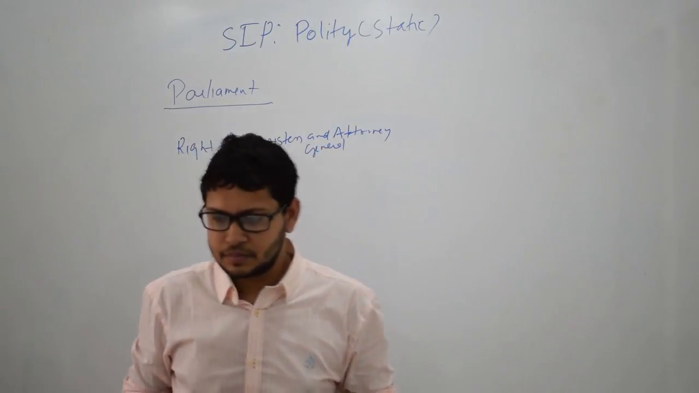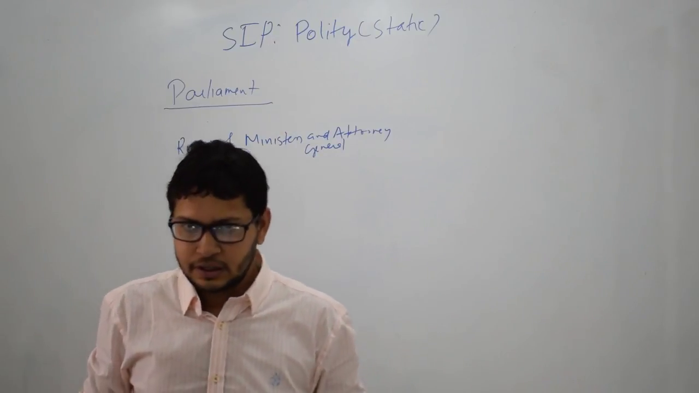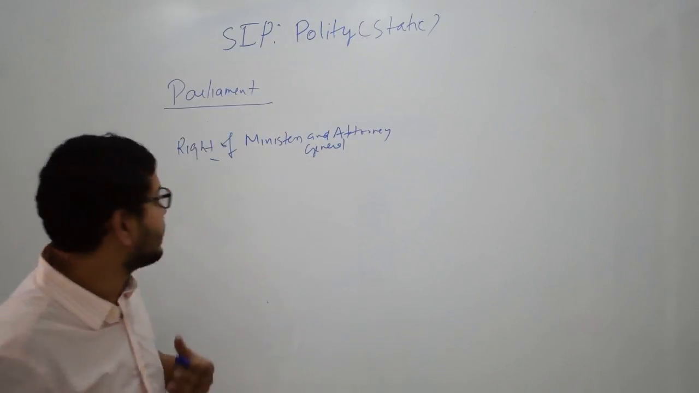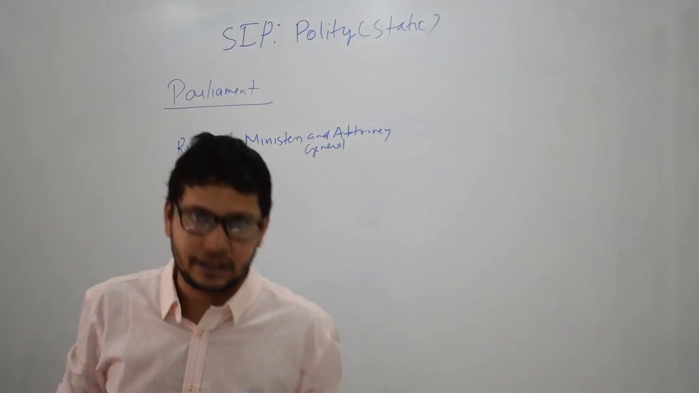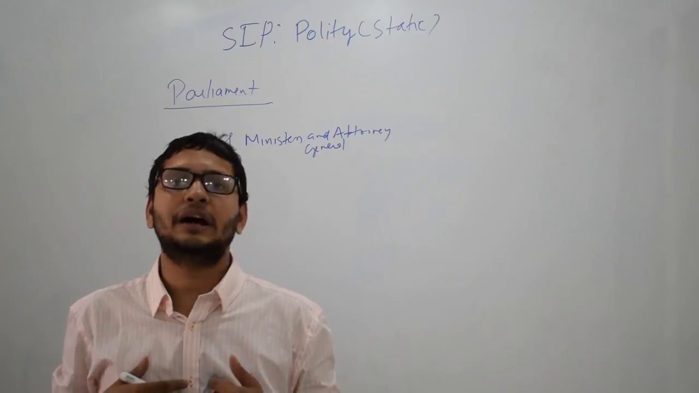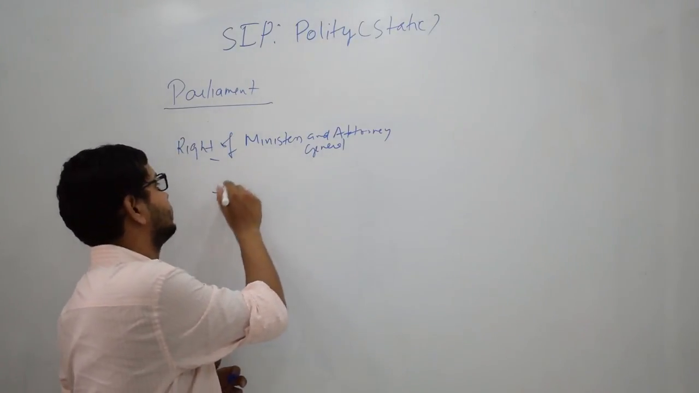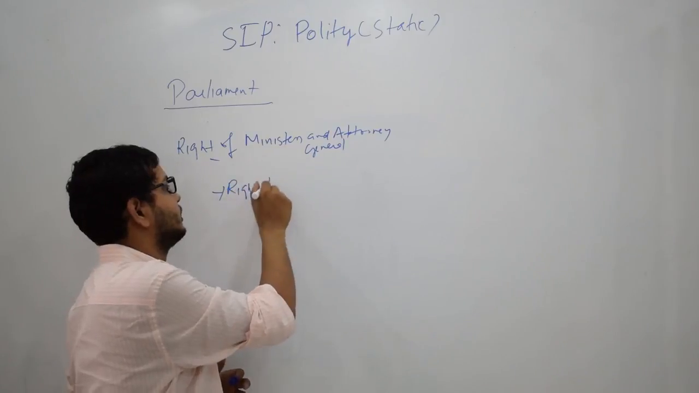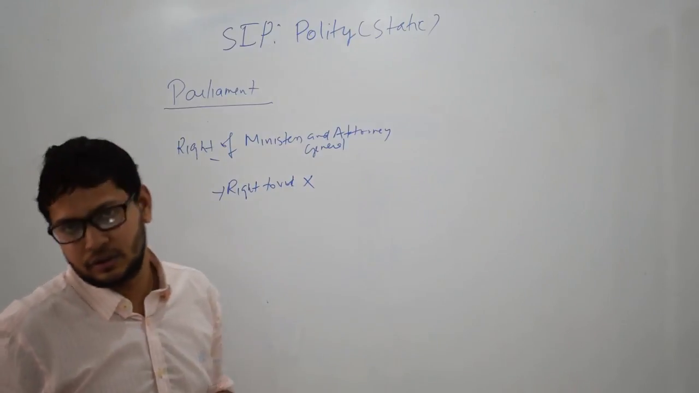So, the Attorney General of India has a right to attend the proceedings of the House. He has the right to speak. He has the right to take part in the functions of the House, but he does not have the right to vote.